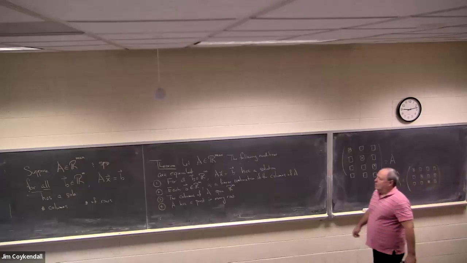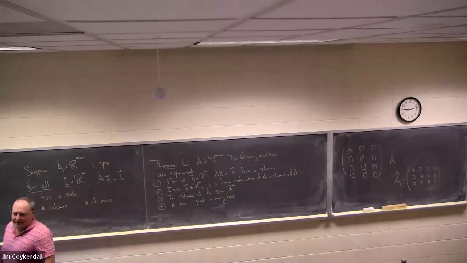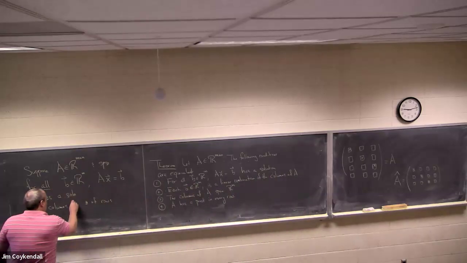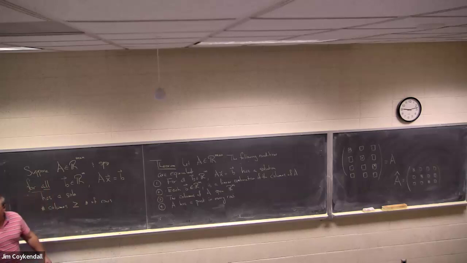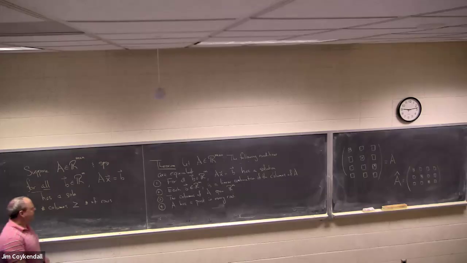So, what does it say about the number of columns versus the number of rows? The number of columns is greater than the number of rows. That is correct. So if this always has a solution, then the number of columns has to be greater than or equal to the number of rows. And notice what happens when it's equal, you get the square case we talked about earlier. Am I okay with that?